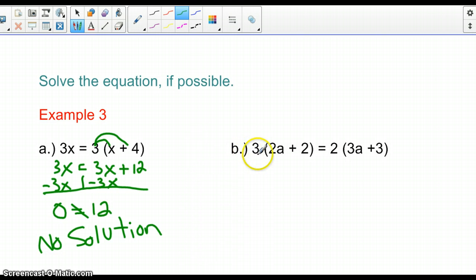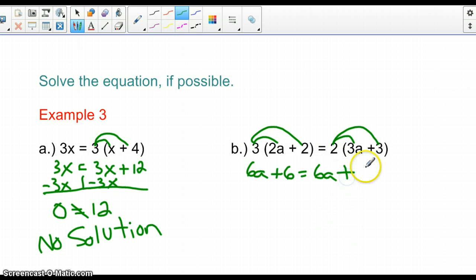Right. So over here, if we do this, we distribute: we got 3 times 2a, that's 6a. 3 times 2 is 6. On the right side, 2 times 3a is 6a, and then 2 times 3 is 6. And if you look here, these things are exactly the same. 6a plus 6, 6a plus 6 is a situation where you're going to have all real numbers. Any number you put in there that's real is going to work.